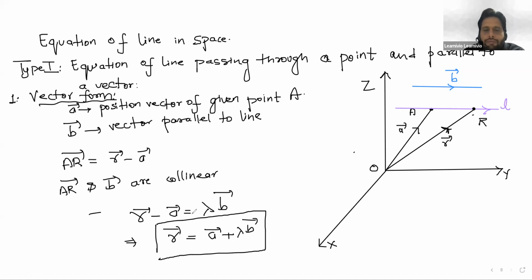So in the equation of a line in space, we will find two things. First is the vector form, second is the Cartesian form. So in vector form, you need to find the answer in terms of vectors. In Cartesian form, you have to find the answer in terms of coordinates. Okay, please note this down, raise your hands once it is done, then we will check the Cartesian.